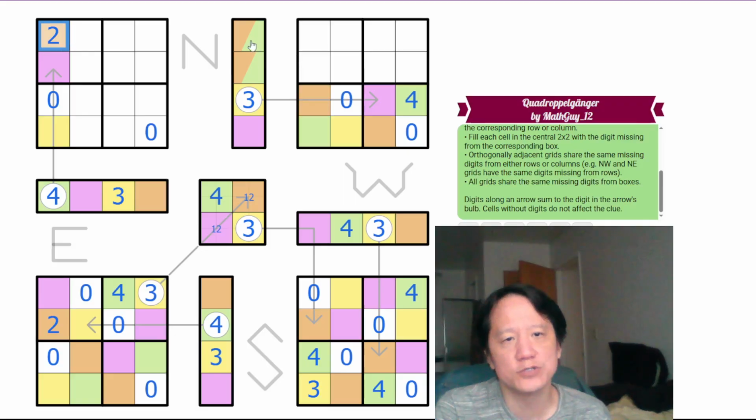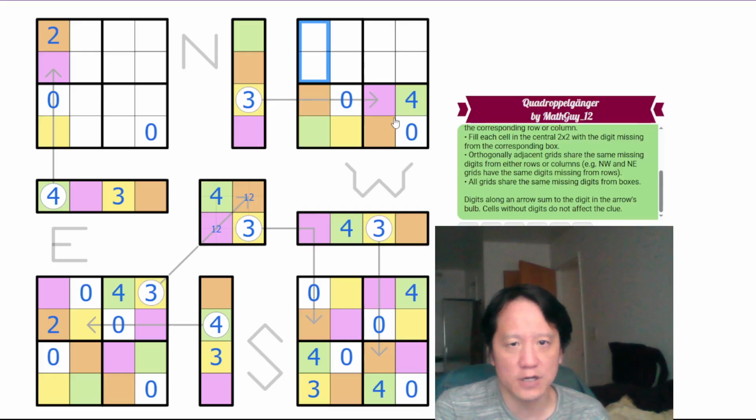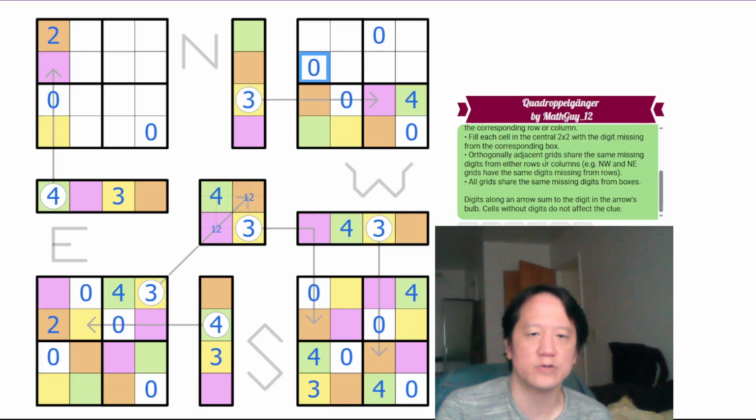Oh, this is orange, so this cannot be missing orange here. So that's missing green, which means this can't be missing green there. That's orange missing. And this should help us a lot. Green can't be here. So this is missing green, pink, orange, and yellow. So this is a 0. Right, the 0 match is missing the green in the row, the orange in the box, and the yellow in the column. That leaves this as a 0 here.